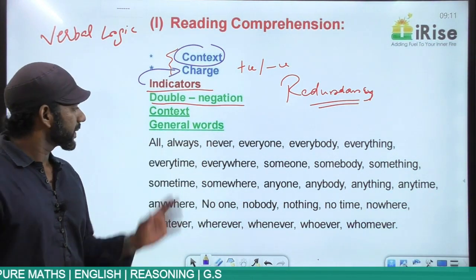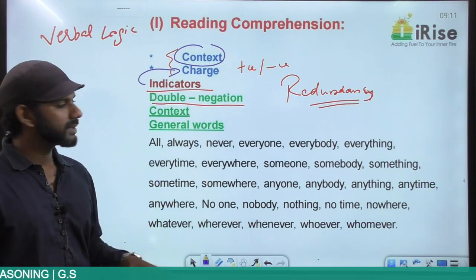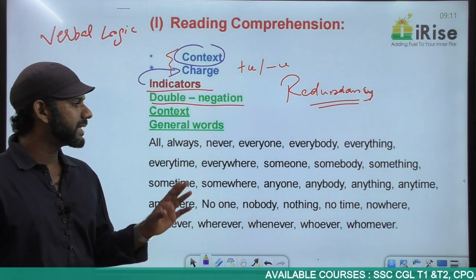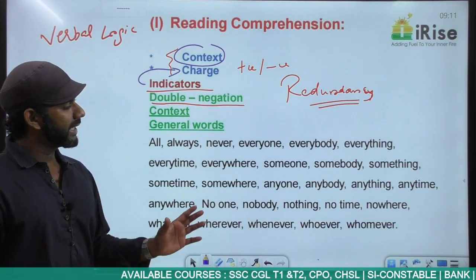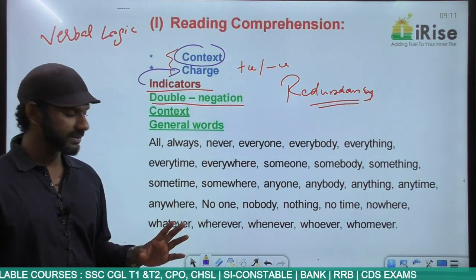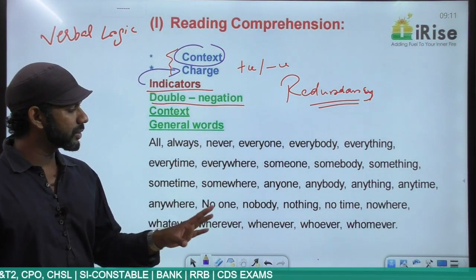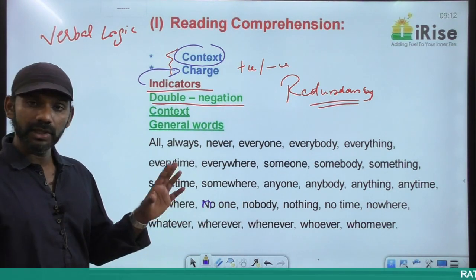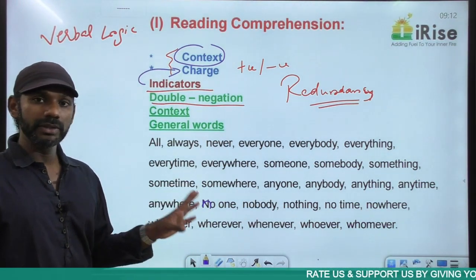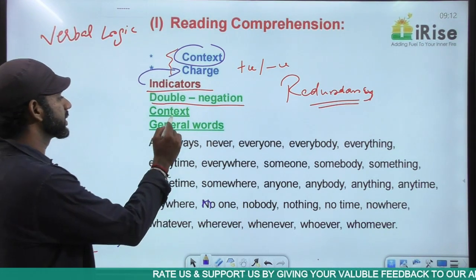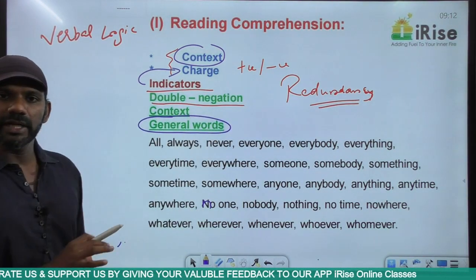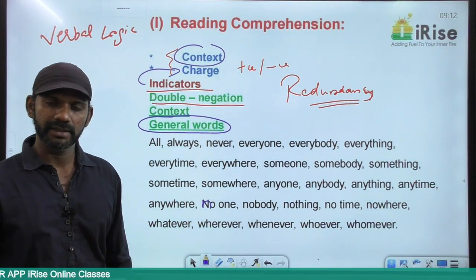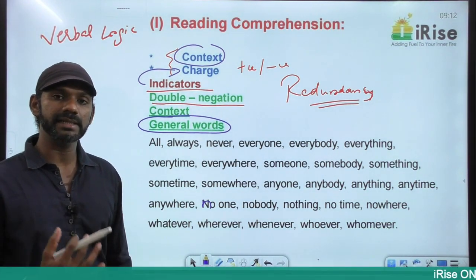Now these words: all, always, never, everyone, everybody, every time, everywhere, someone, somebody, something, sometime, somewhere, anyone, anybody, anything, anytime, anywhere, no one, nobody, nothing, no time, nowhere, whatever, wherever, whenever, whoever, whomever. You need to know these words by heart. Now these words are termed as general words. Whenever you come across any of these words in a sentence, conclude that it is a general statement. That means these words tell us that a sentence is general.